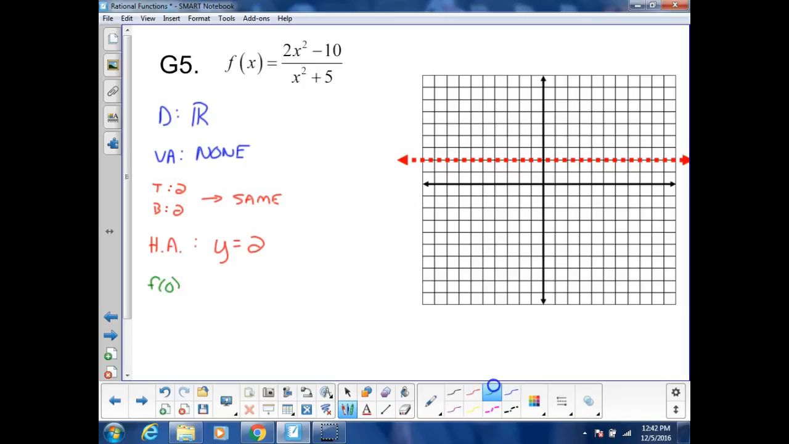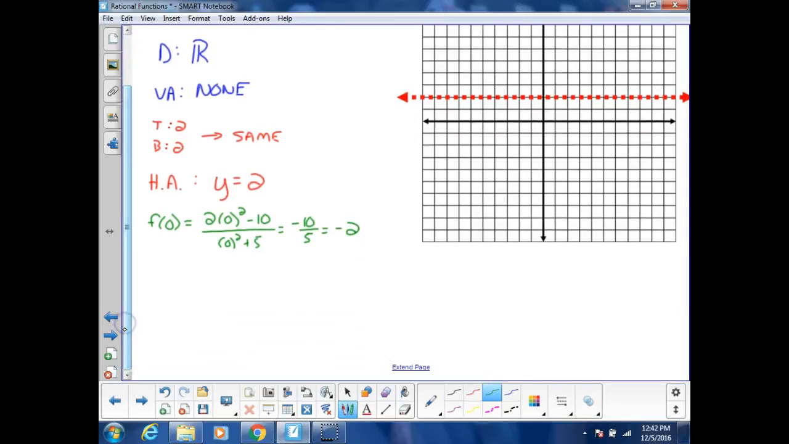Next I have to find f of 0. That's going to be 2 times 0 squared minus 10 all over 0 squared plus 5. That's going to be negative 10 over positive 5, which is negative 2. So that gives me a y-intercept of (0, negative 2).